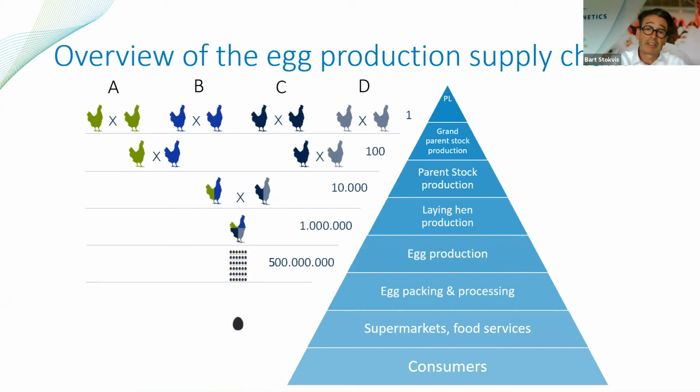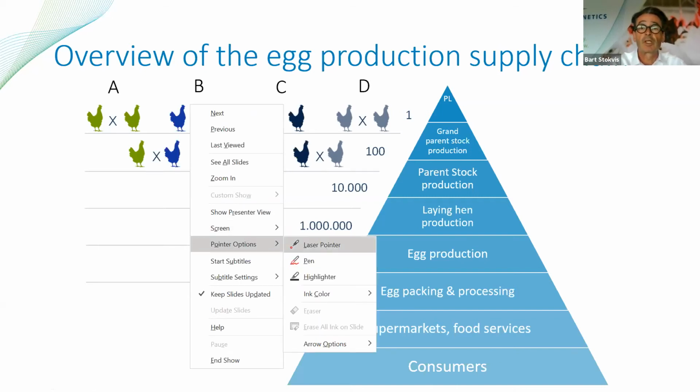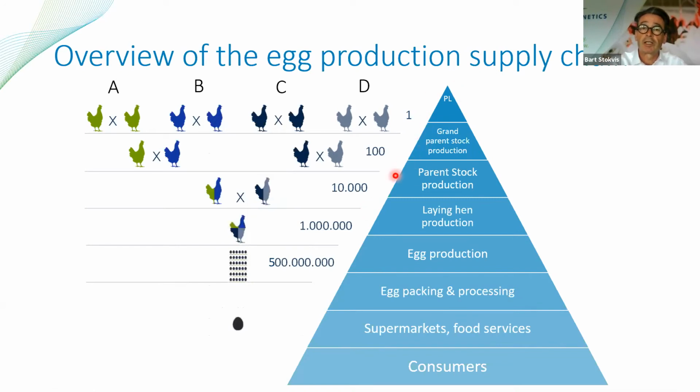Well, it is about multiplication. What you can see on this slide, I will use my pointer, is that we also work with a pyramid in our production cycle. At pure line level, from a D-line female we can make, in theory, 100 GP females. And again, from one GP female, we can make 100 parent stock females. That means that in theory we are producing 500,000 eggs from one pure line female.